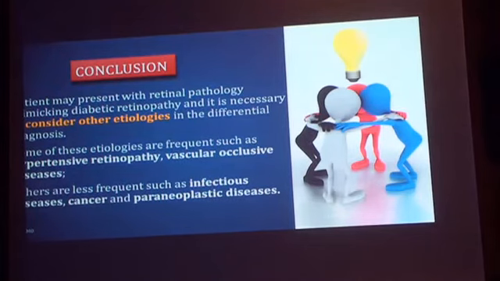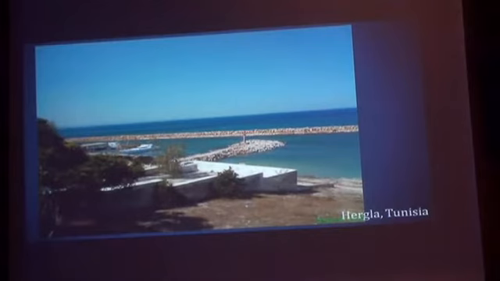The conclusion is that the patient may present with retinal pathology mimicking diabetic retinopathy, and it is necessary to consider other etiologies in the differential diagnosis. Some of these etiologies are frequent, such as hypertensive retinopathy and vascular occlusive diseases, and others are less frequent, such as infectious diseases, cancer, and paraneoplastic diseases. Thank you very much.